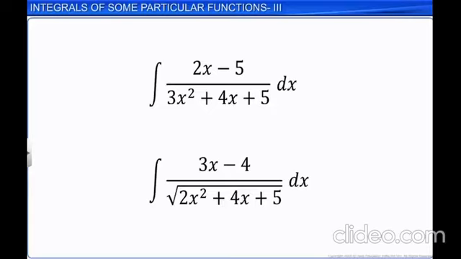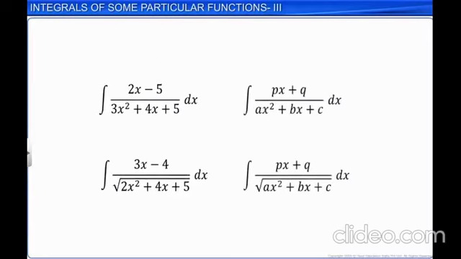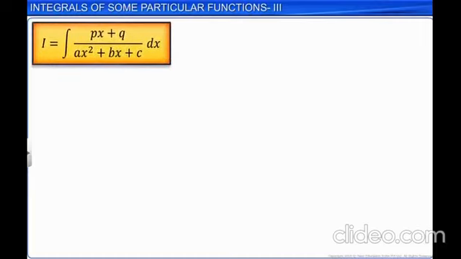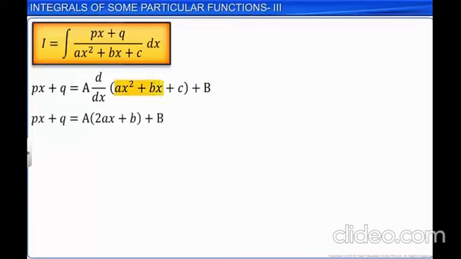We often come across the type of integrals shown here. These integrals follow some definite pattern and are therefore solved in a particular way. Let us find the solutions of these integrals one by one. To evaluate integral of px plus q divided by ax square plus bx plus c dx, we express the numerator as A multiplied by the derivative of the denominator plus B, where A and B are constants. The derivative of ax square plus bx plus c is equal to 2ax plus b.